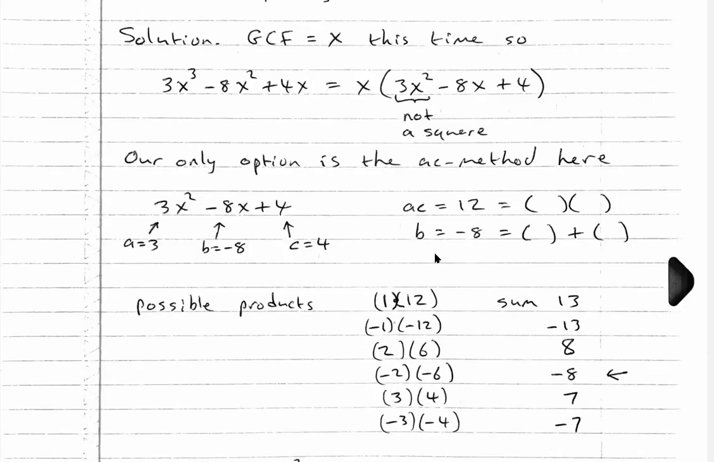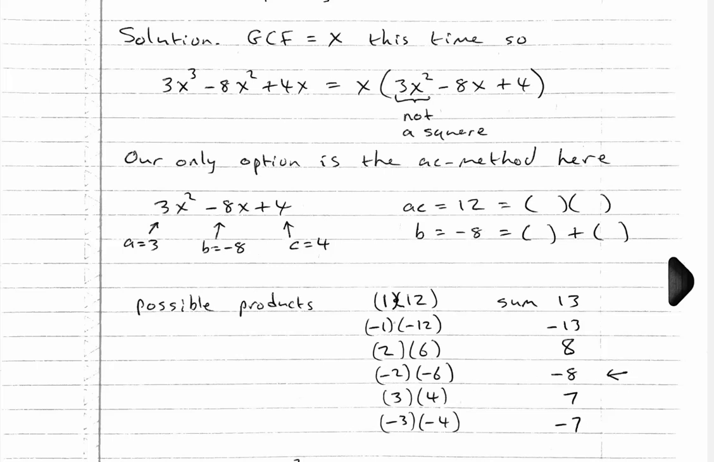You could make a table. What are all the ways to break up 12 into a product of two numbers? 1 times 12, or negative 1 times negative 12, 2 times 6, 3 times 4. These all give the right product, but we want those numbers to also add up to negative 8. These two add up to 13, or negative 13, 8. Perfect. These two add up to negative 8. 3 and 4 don't work.